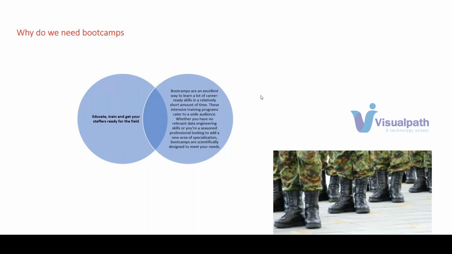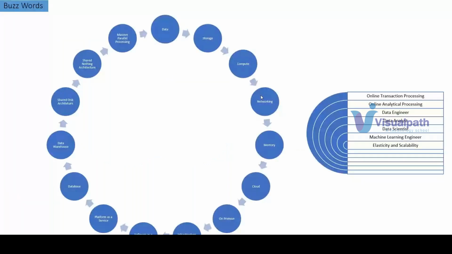In Snowflake, we talk about a lot of buzzwords. I'm not expecting everyone to have complete knowledge of all these buzzwords, but once we go into the first week and second week, we'll be able to master all of them. We talk about data because that is the main focus of Snowflake. We talk about the data, the storage, the compute, networking, memory, and cloud. We also talk about on-premise, like your corporate data center, and then Azure, AWS, and Google Cloud.